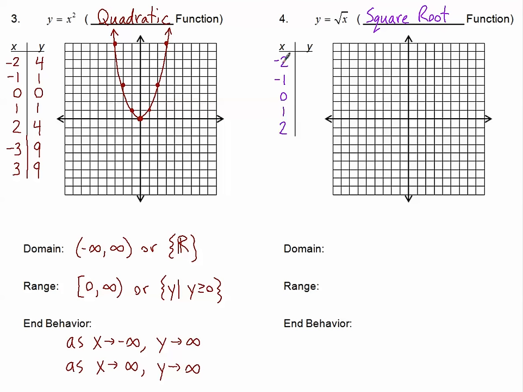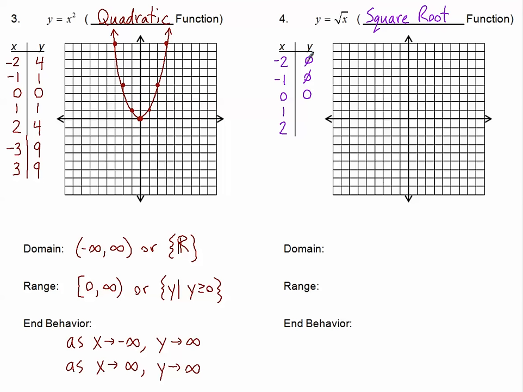If I plug in a -2, what's the square root of -2? You can try that on your calculator if you wish to, but we can't do that. It doesn't exist. It's not a real number. We can't have a negative number underneath a square root symbol. Same thing for -1. I can't do that. I can't plug in any negative values into a square root function. I can plug in a 0. The square root of 0 is 0, so that's fine.